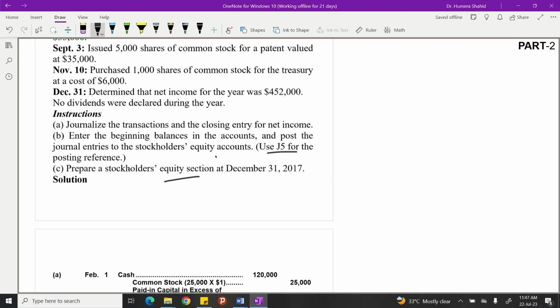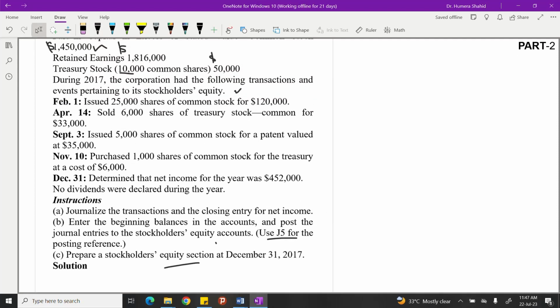So let's quickly go through, because we are very familiar with how to record the transactions. I will just discuss the transactions over here. I'll not take you through them again and again, but I'll show you how to post them. February 1st, issued 25,000 shares of common stock for 120,000. 25,000 shares are sold, so cash is 120,000. Common stock will get credit with stated value, and stated value is $1, and the remaining will go to the excess account.